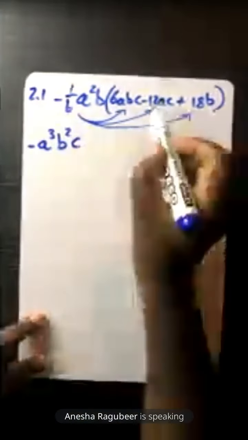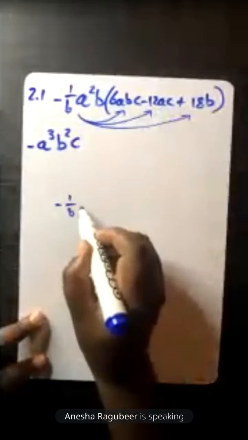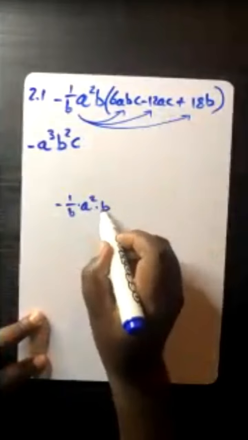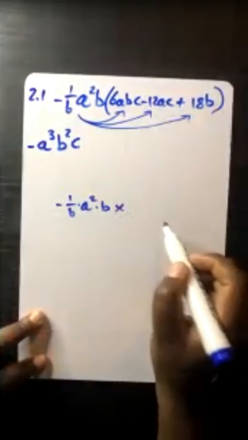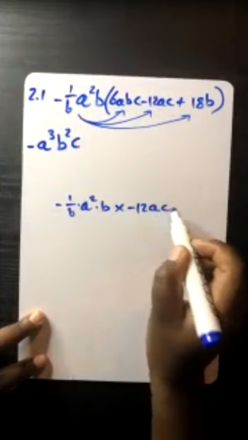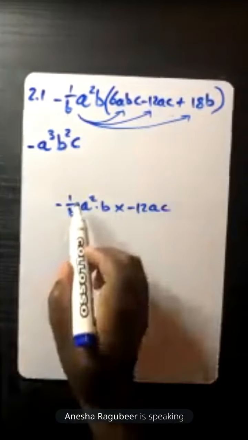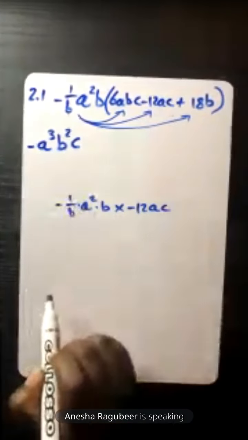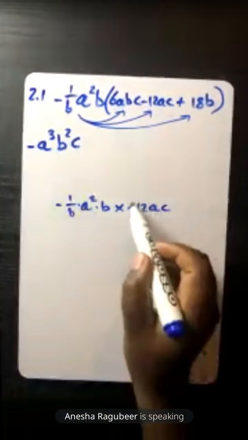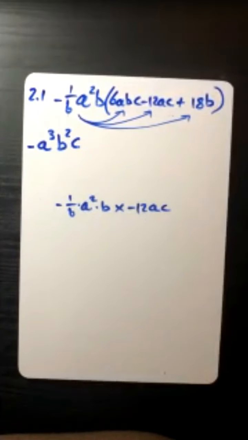So now let's get to that one. Obviously we've got minus 1 over 6 times a squared times b. This is multiplying a negative 12ac. Do you agree, Shreyas? Yes, sir. So what is negative 1 over 6 multiplied by 12? Negative 12. Negative 12, yeah.